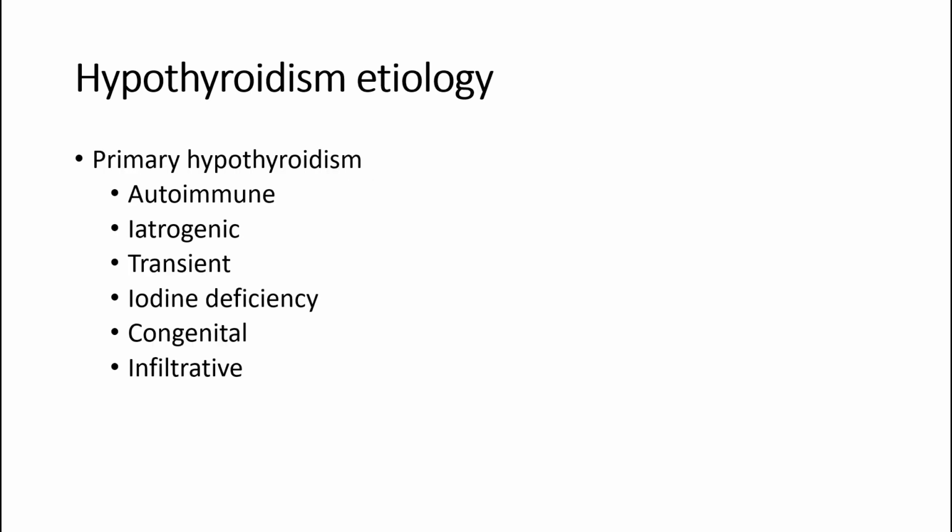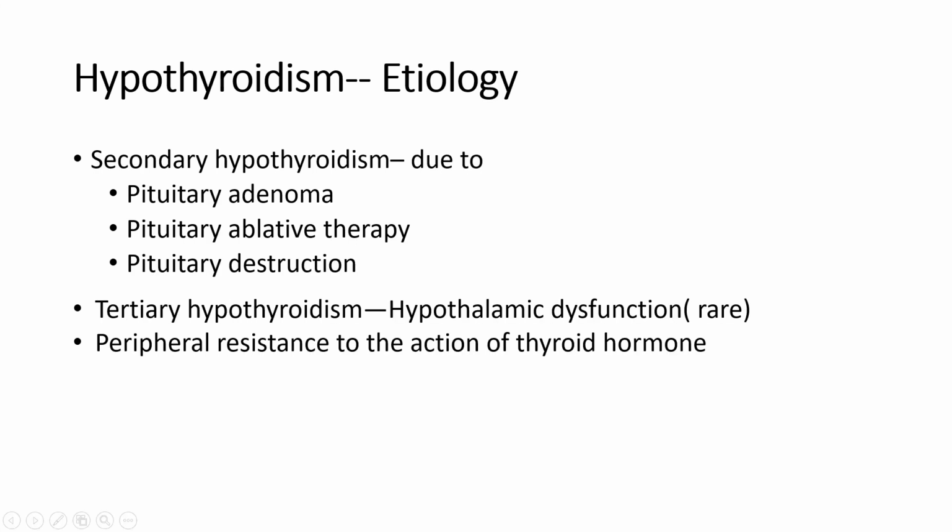Etiologically, hypothyroidism may be primary hypothyroidism, which may be due to autoimmune causes, iatrogenic causes, it may be transient, may be due to iodine deficiency, may be congenital or infiltrative. Secondary hypothyroidism is due to pituitary adenoma, pituitary ablative therapy, and pituitary destruction. Tertiary hypothyroidism is due to hypothalamic dysfunction, which is rare. In some cases, there is peripheral resistance to the action of thyroid hormone.